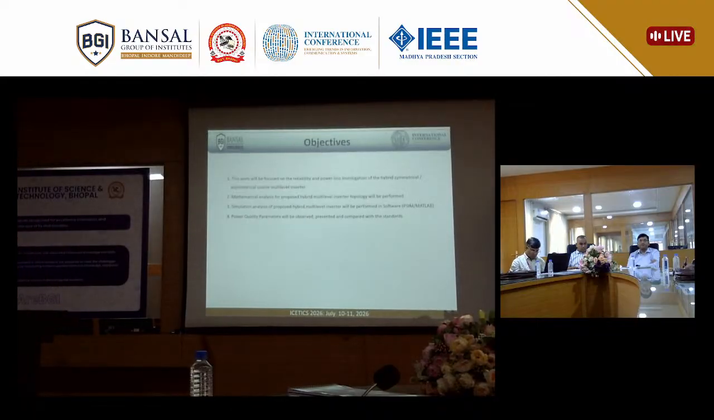So this is the objective. This work will be mainly focused on the reliability and the power loss investigation of the hybrid symmetrical and asymmetrical source multi-level inverter. Mathematical analysis for the proposed hybrid multi-level inverter topology will also be performed, and simulation analysis of the proposed hybrid multi-level inverter will be performed in software. Basically, we have used MATLAB.